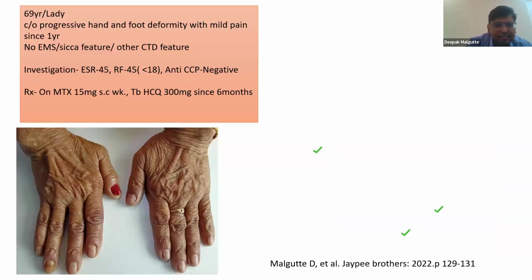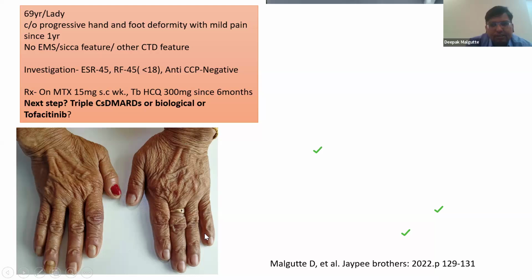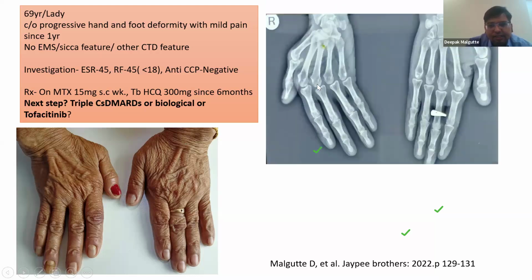Let's see this last case scenario. This was a 69-year-old lady who had progressive hand deformities. She had RA factor positivity, anti-CCP negative, and was treated with methotrexate and HCQ. Here, if you can see, there is a mild ulnar deviation, and this was her X-ray, which is showing this ulnar deviation of the hand.